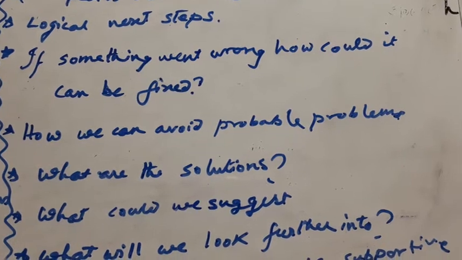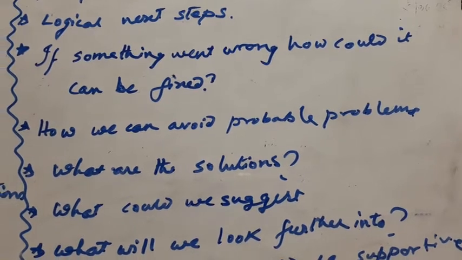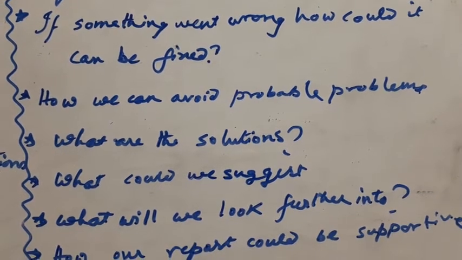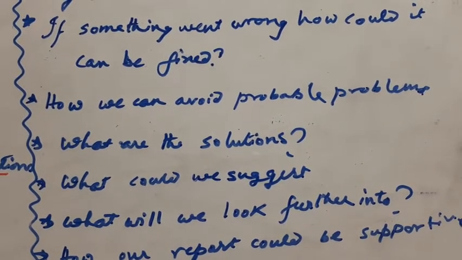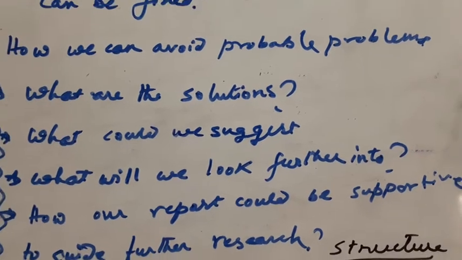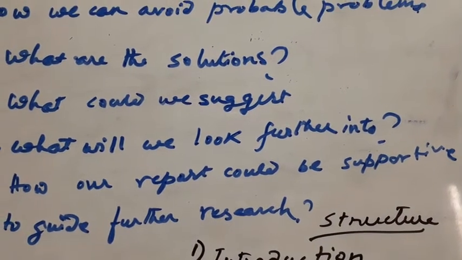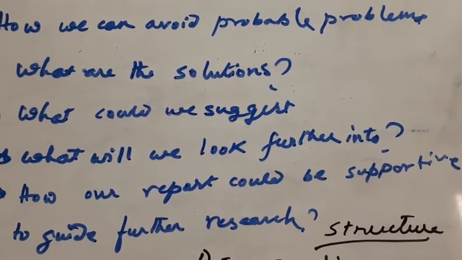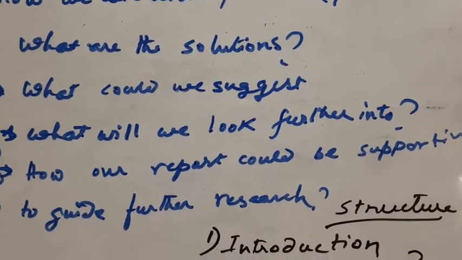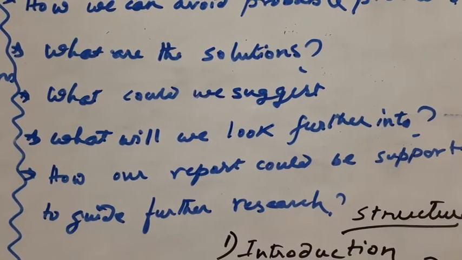Say if something went wrong with the previous data, then how could it be fixed? How can we avoid probable problems by taking a lesson from previous incidents? Then what solutions do you suggest? Then what will we look further into? Okay, and the main thing is how your report could be a supportive material to guide further research, right? So these points should be included in the recommendation.